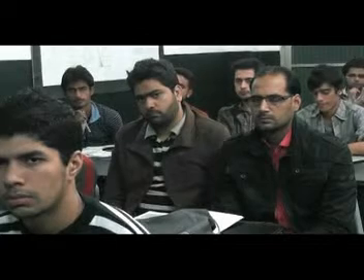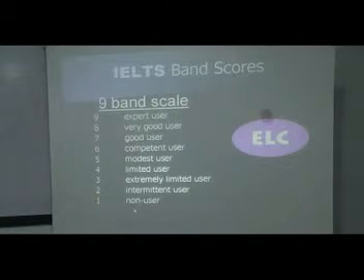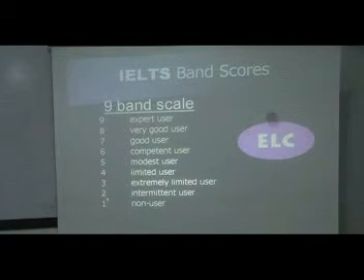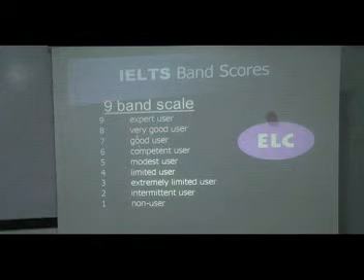There are total 9 bands. They are not actually called bands. This is called score band. It starts from 1 to 9. A 1 band achiever is called a non-user. A person who gets 2 is called an intermittent user. 3, extremely limited user. 4, limited user. Number 5, modest user. Number 6, competent user. Number 7, good user. 8 is a very good user. And 9 is an expert user. You know your band requirement or not?